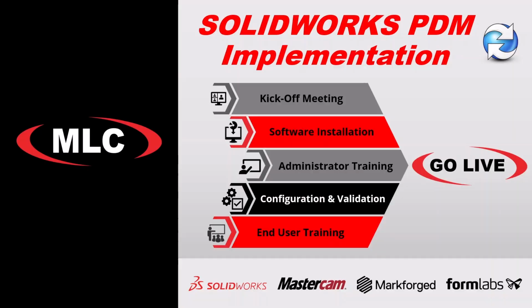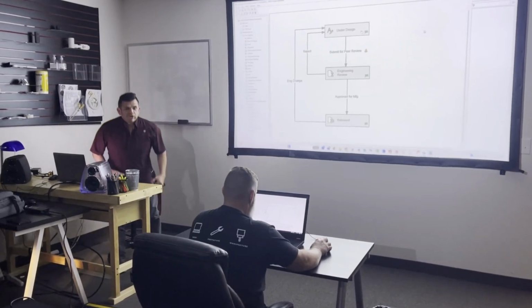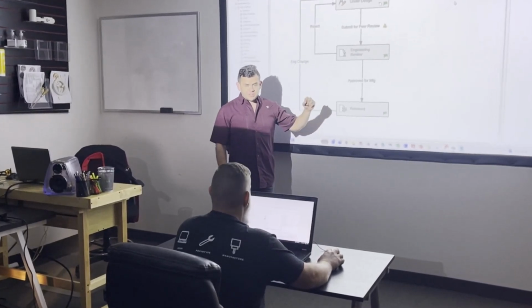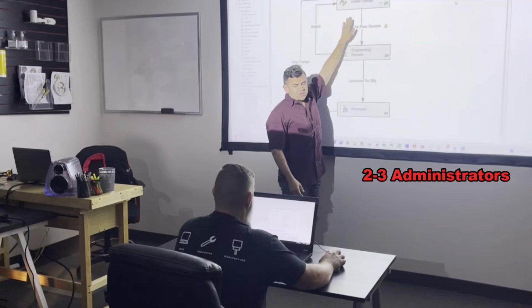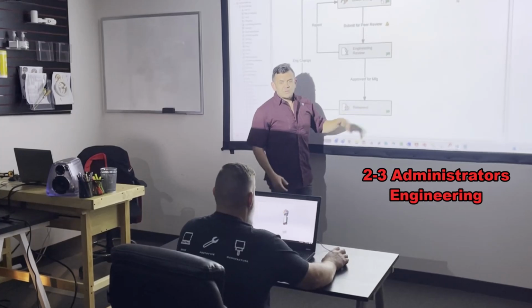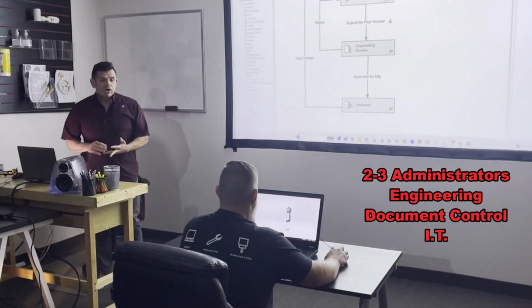Once the software is installed, we don't just jump in and start pressing buttons. We need to have an involved discussion about how to best configure the system to enable your company. And the best way to accomplish this is by training your administrators. Typically, the full PDM administrator training is about 2 days long and really dives into the capabilities of the software. Most of the companies we work with designate 2 to 3 people to function as PDM administrators. And it's not a bad idea to have a mix of personnel from engineering, document control, or IT in the class.